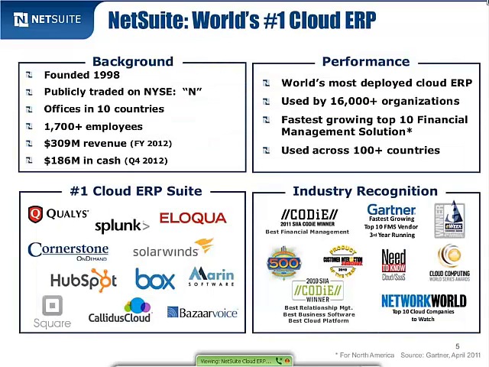For those of you that may not be familiar with NetSuite, we were founded in 1998. We had a very successful IPO back in 2007. And we have experienced dramatic and consistent revenue growth since our founding. We are the largest public SaaS company providing a fully integrated business management solution. We operate across the globe with over $300 million in annual revenue and more than 1,700 employees. But the most important thing is that over 16,000 organizations trust NetSuite to run their mission-critical business applications.